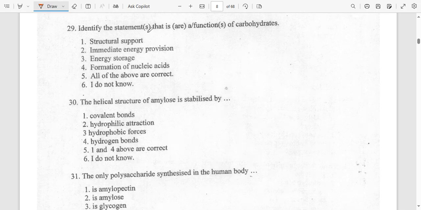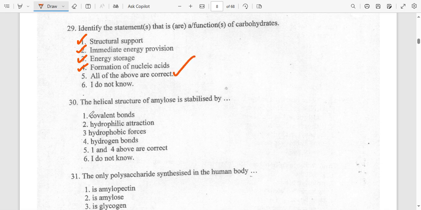Identify the statement or statements that is or are a function or functions of carbohydrates. Carbohydrates are there for structural support. Yes, for example, cellulose. Immediate energy provision. Okay, yes, like glucose. Energy storage. Yes, like starch. Formation of nucleic acid. Yes, like pentoses. So the answer is all of the above.